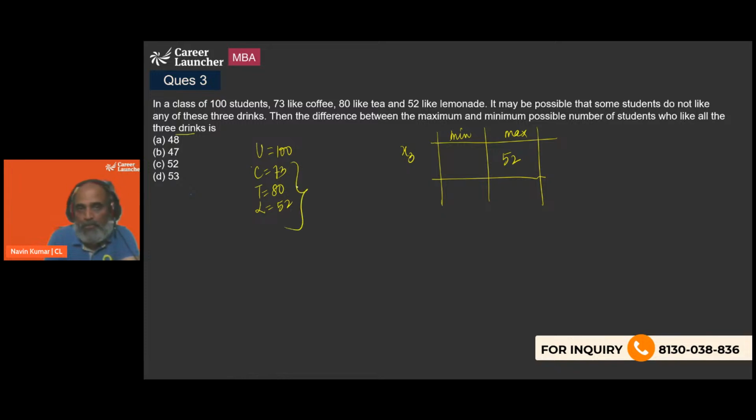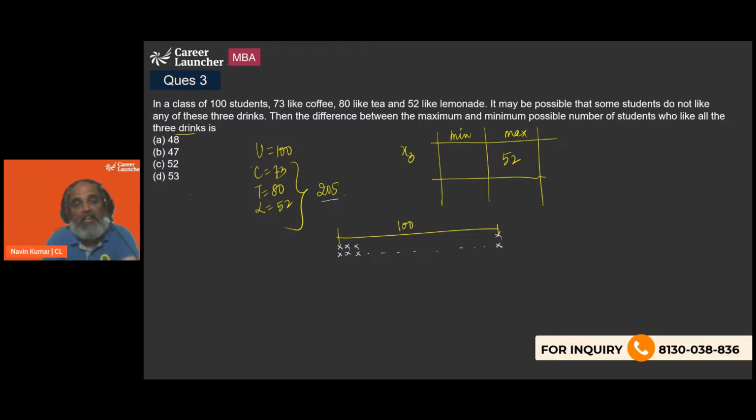For the minimum, what we have to do is add all the 3 sets, which is going to give us 205. Right? So basically, there are 100 students standing in a queue, and we have to make sure that the minimum number of students get all the 3 drinks. Since there are 100 students, my target is that nobody, zero, gets all 3, because I need to minimize it. Nobody should get all the 3 drinks. So what I will do is start giving everybody 2 drinks each.